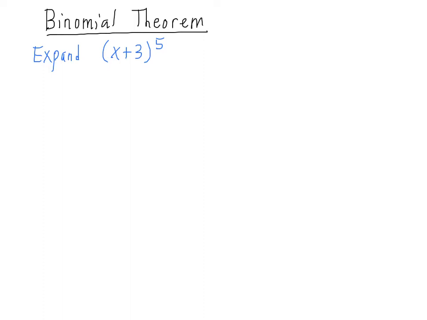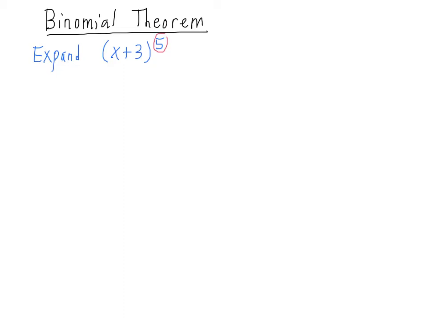Alright, so we started to look at binomial expansions and how Pascal's triangle plays a part in that. This is going to lead into what we call the binomial theorem. To kick this off, we are going to expand (x + 3) raised to the fifth. So we're looking at something a little more complicated than just an a plus b.